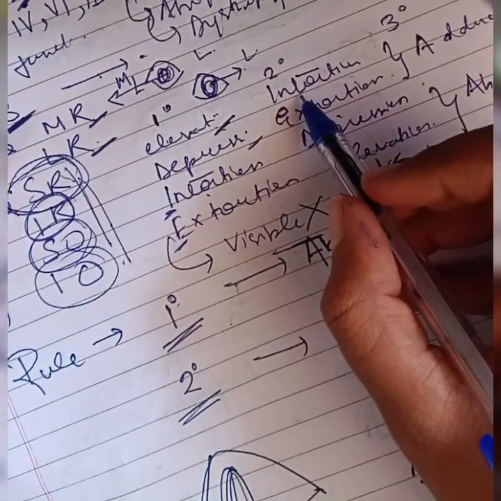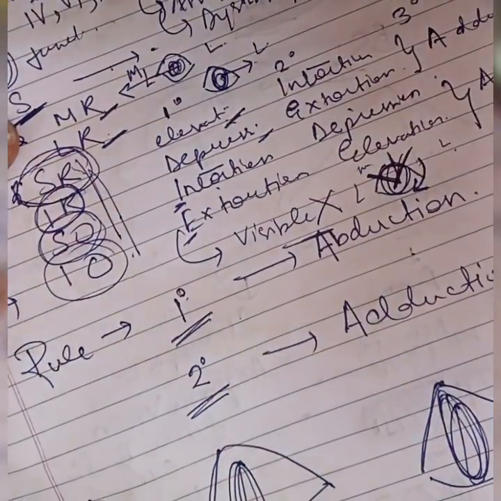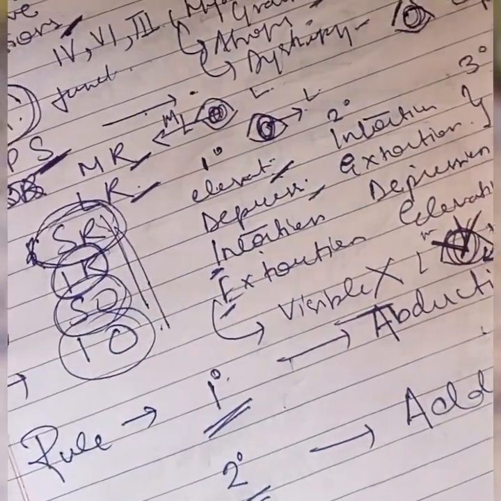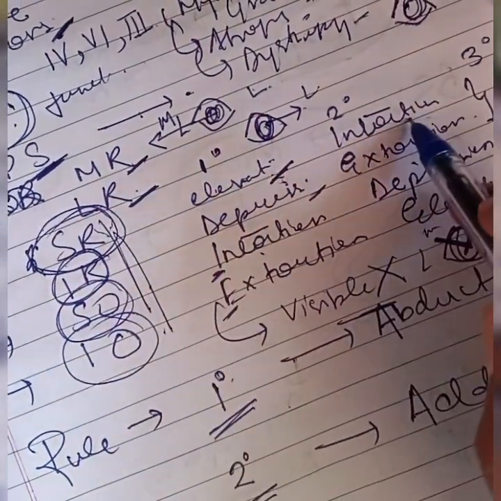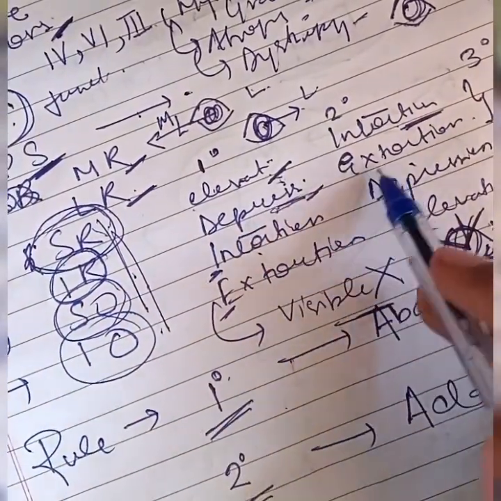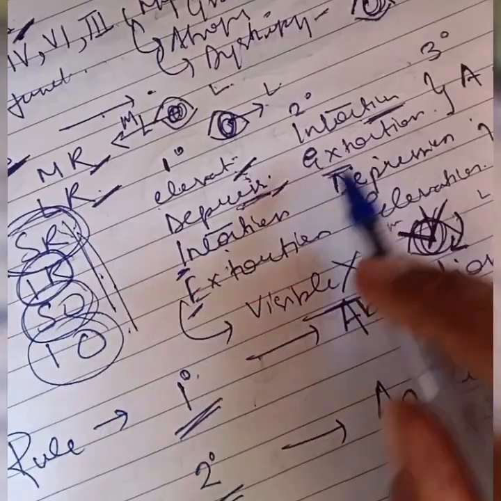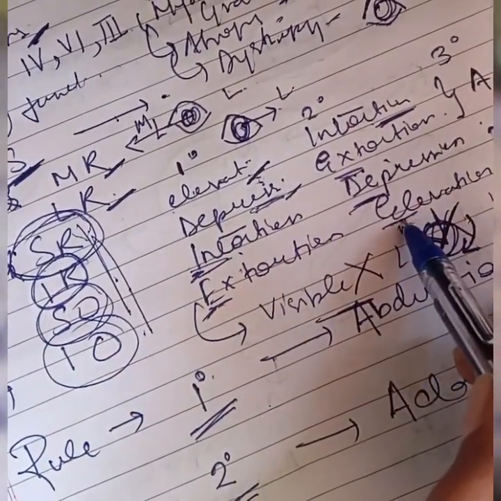And now we come to the secondary actions. For superior rectus, the primary action is elevation, the secondary action is intorsion. Elevation, intorsion. For inferior rectus, depression, extorsion. Now for superior oblique, exactly opposite would happen: intorsion, depression, and for inferior oblique, extorsion, elevation.